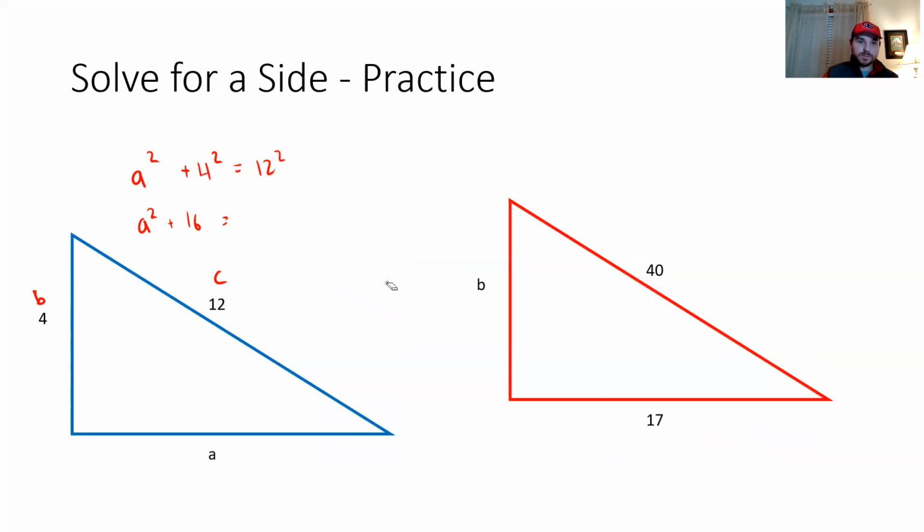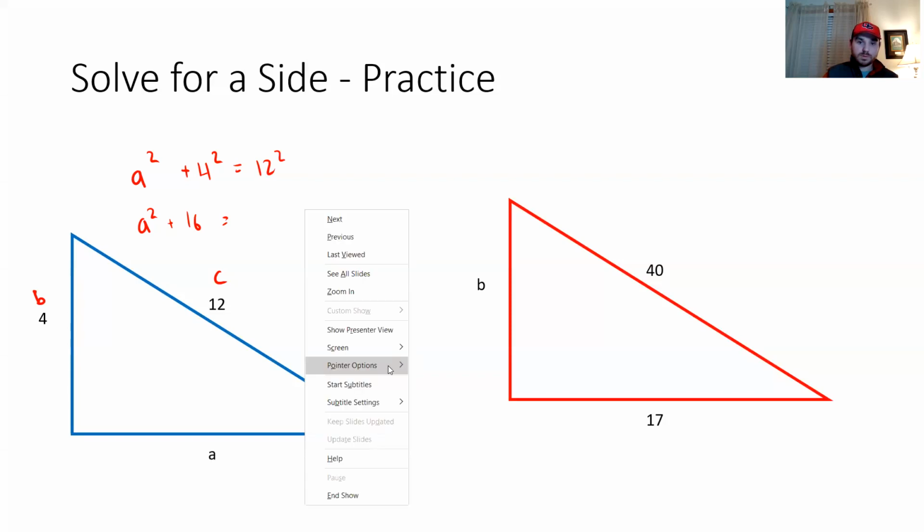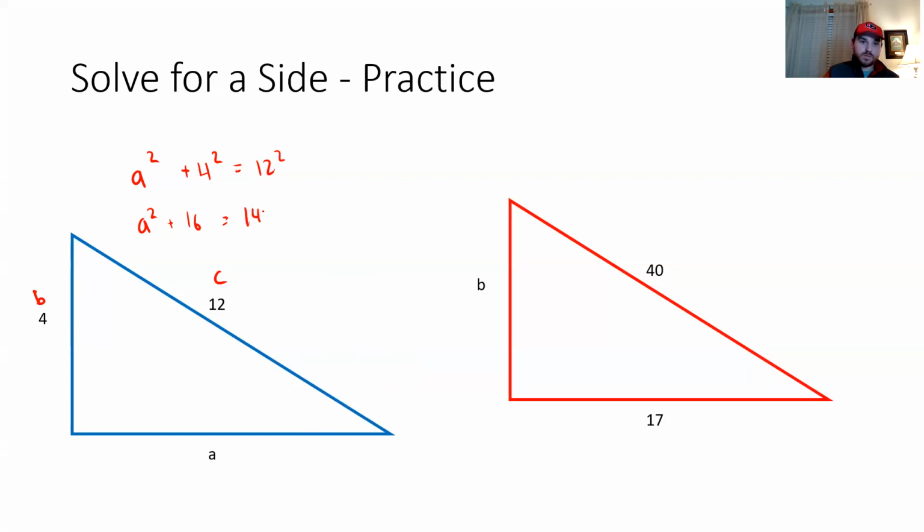Let's erase this out. Okay, 144. We need to subtract 16 from both sides. That gives us a squared equals 128. So a must equal, we take the square root of both sides.